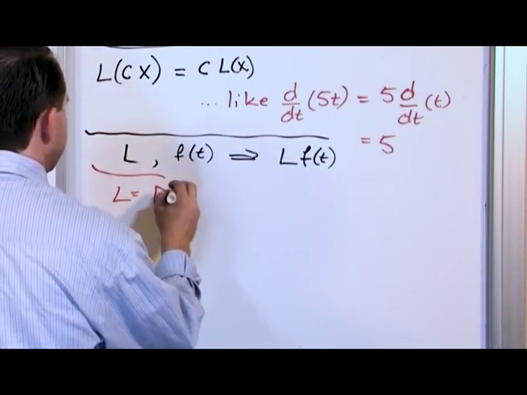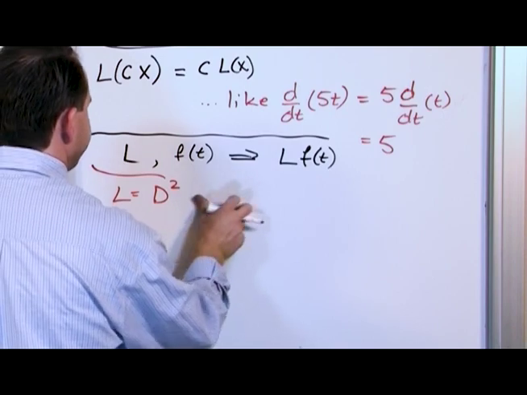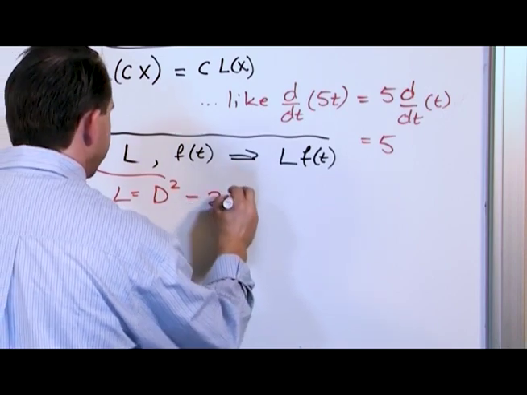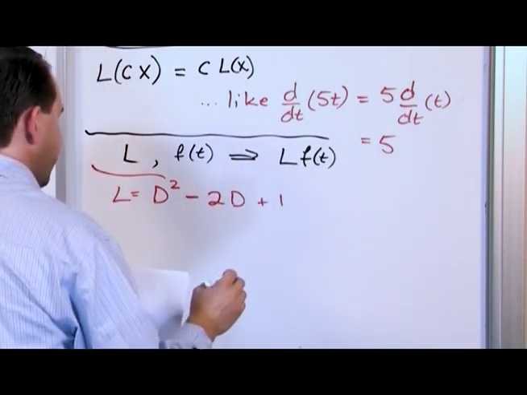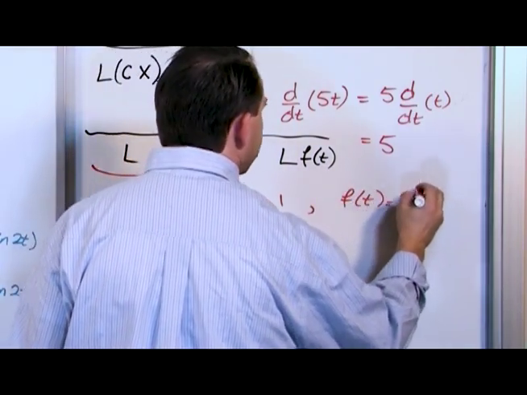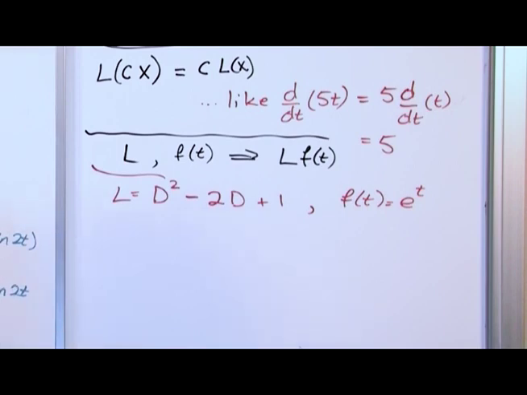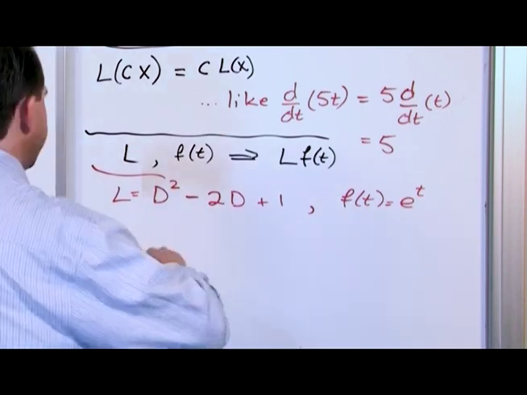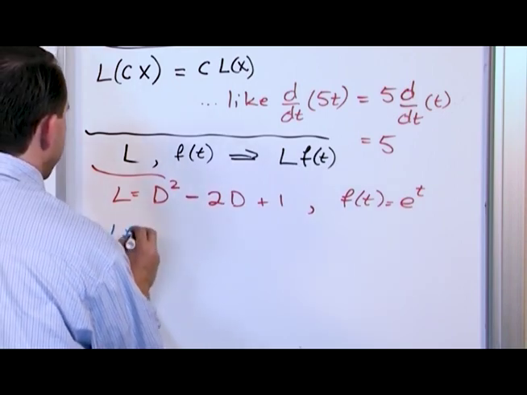So for the first problem, let's go ahead and get started by saying that L is equal to D squared minus 2D plus 1. And let's further say that f of t is equal to e to the t. So what we want to find is L f of t.